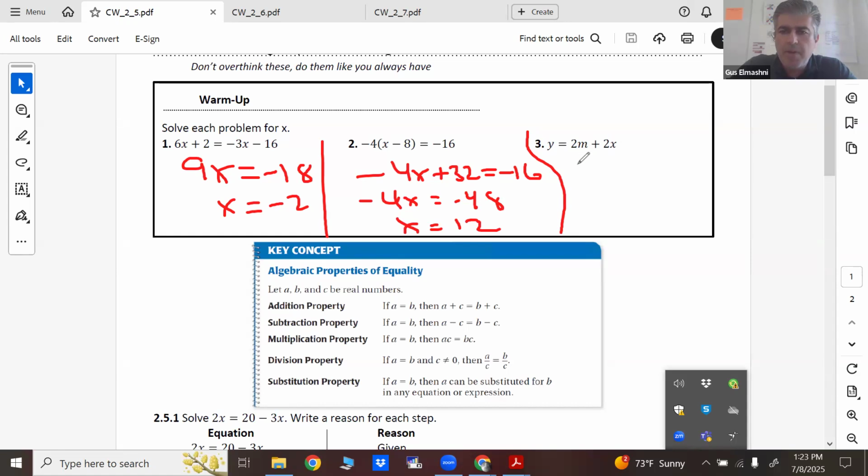And this is pretty obvious. You can move the 2 onto the other side. Divide by 2. And you get that.